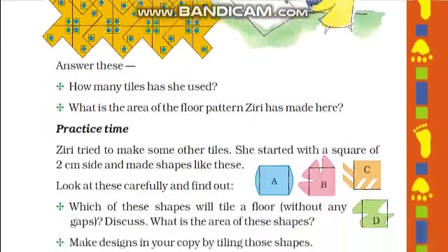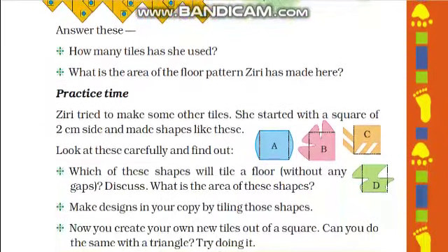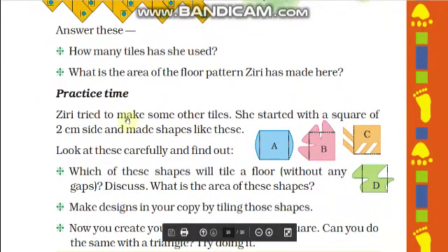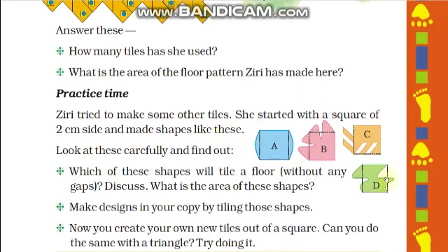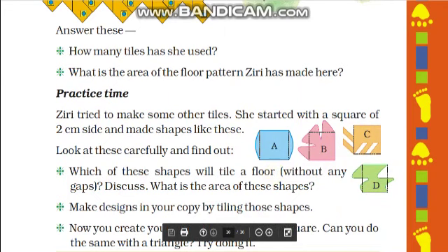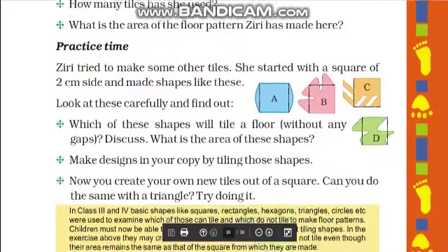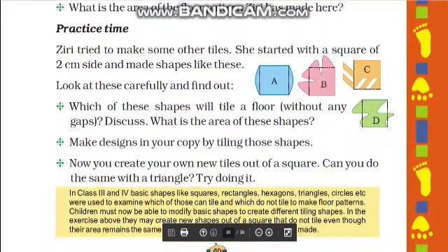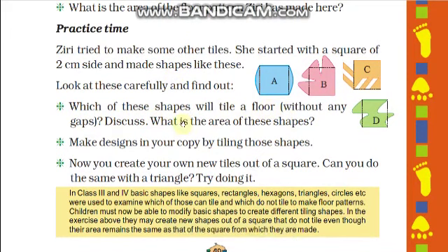Now practice time is given. Ziri tried to make some other tiles. She started with a square of 2 cm side and made shapes like this: A, B, C and D. These 4 shapes she made with the help of a square of 2 cm side. Look at these carefully and find out which of these shapes will tile a floor without any gaps. Discuss what is the area of these shapes.